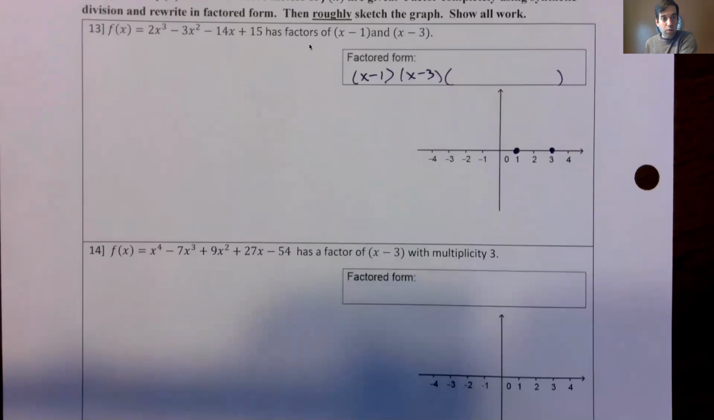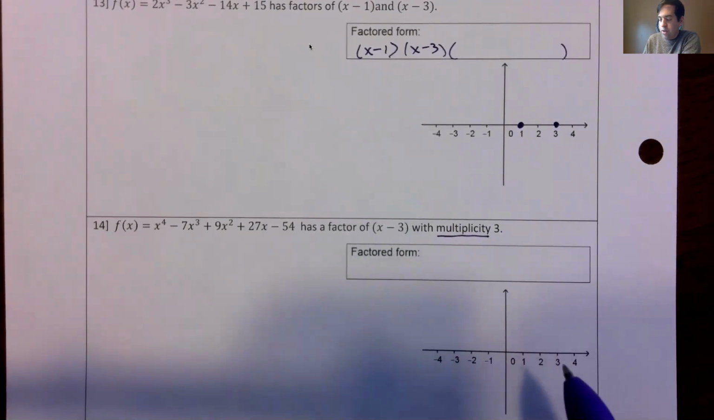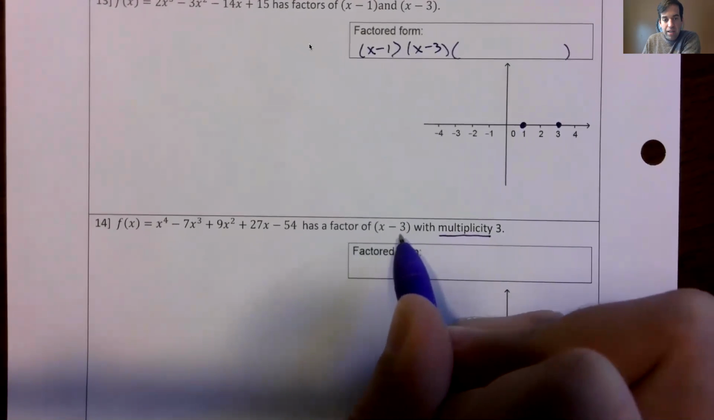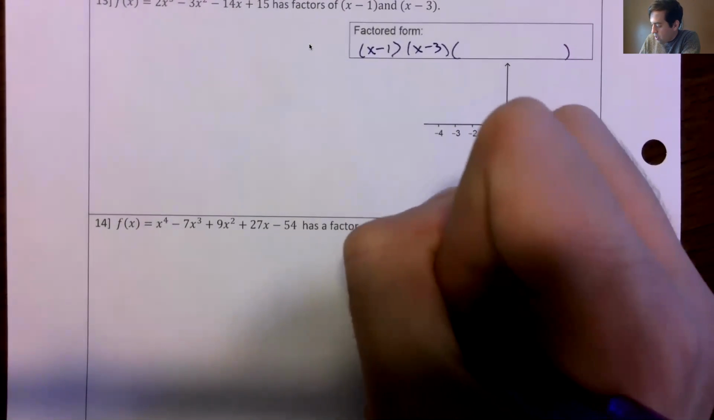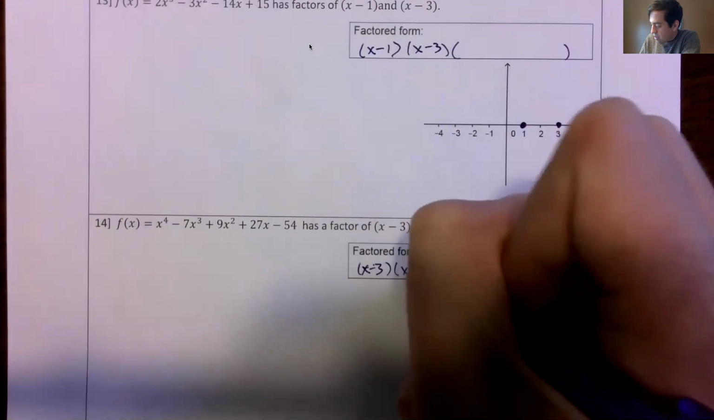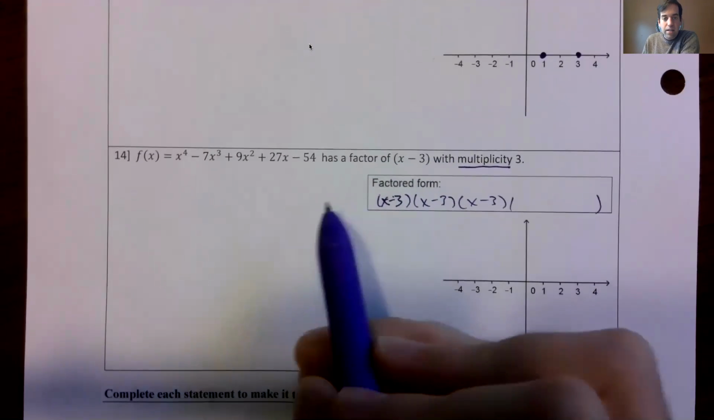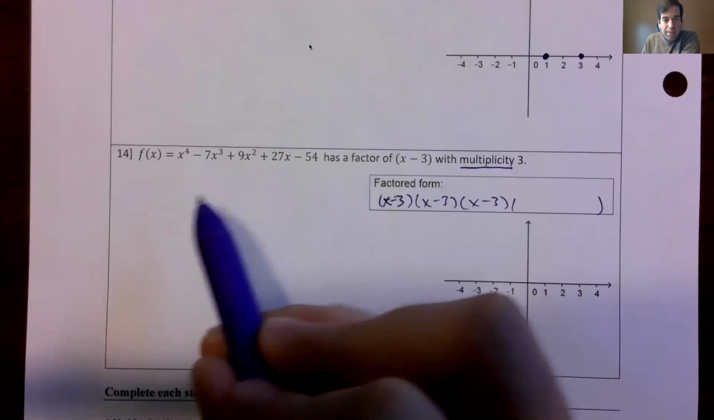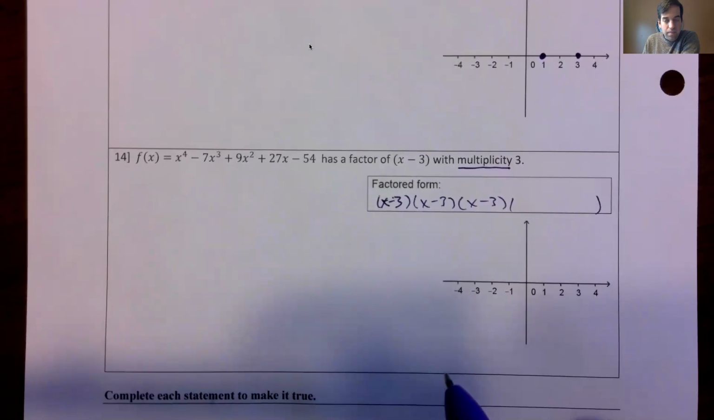Oh, I did want to say one more thing, and that is that number 14 says multiplicity 3, meaning the x minus 3 can be factored out 3 different times, and our final factored form is going to have x minus 3, x minus 3, x minus 3, and then something, okay? So you're going to divide out x minus 3 three times using synthetic division.